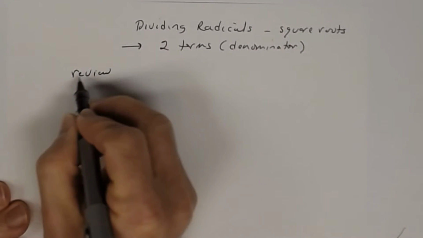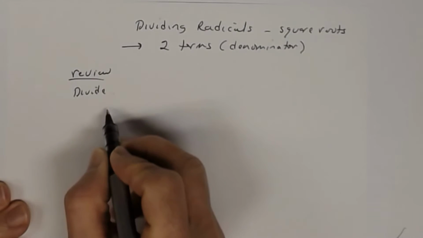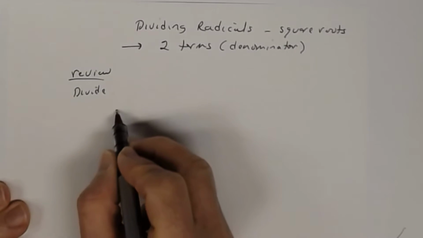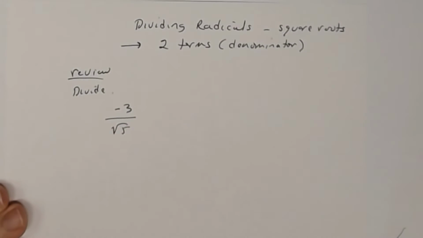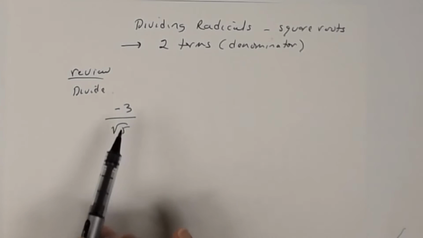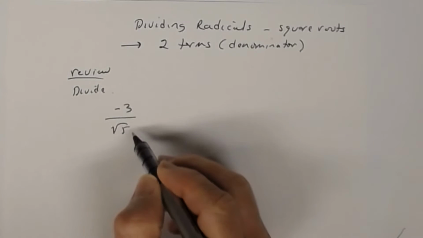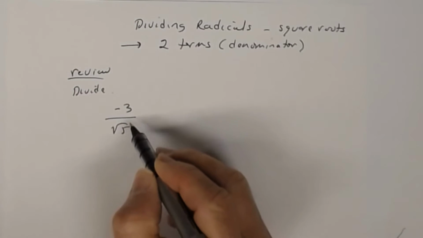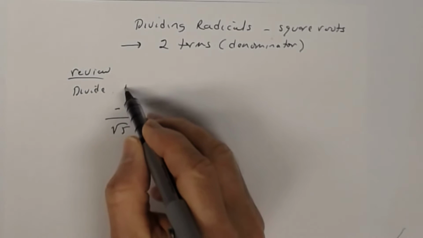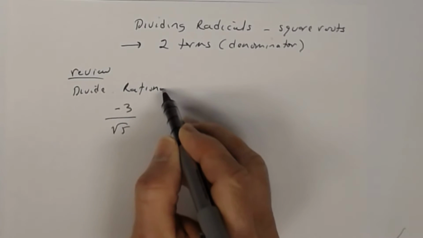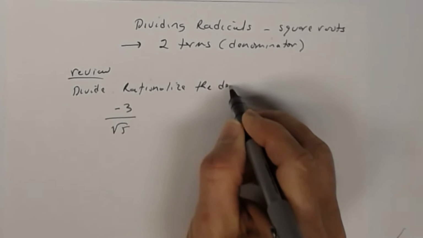From a previous lesson, you were asked to divide, and so let's suppose we had negative 3 divided by the square root of 5. When you're asked to divide this, one of the things you need to remember is that you want your denominator to not have a square root. So we use what was called rationalize the denominator, right? You may remember that from a previous lesson.